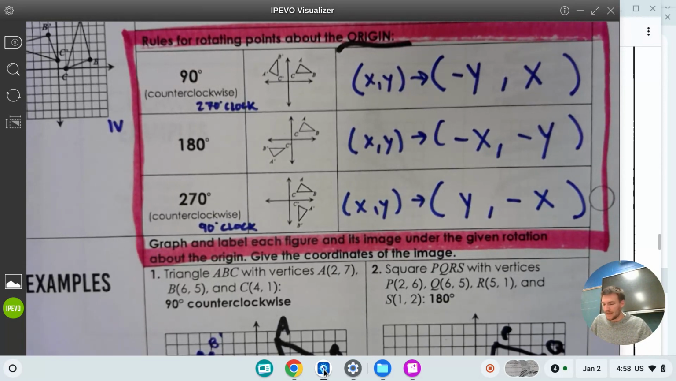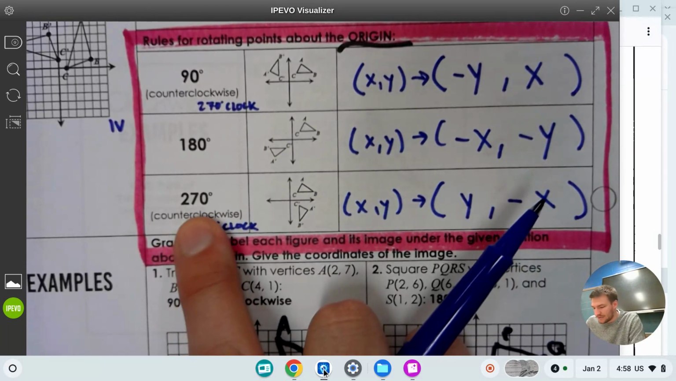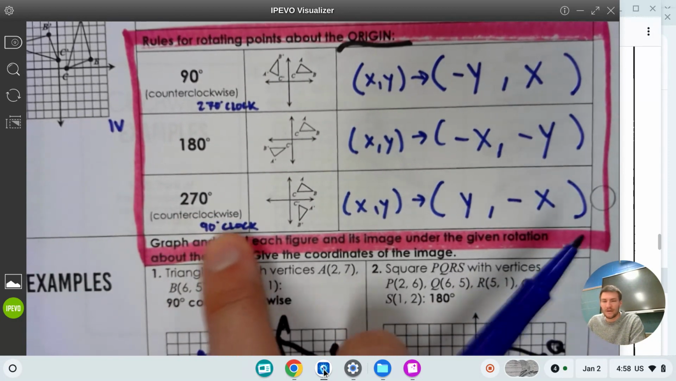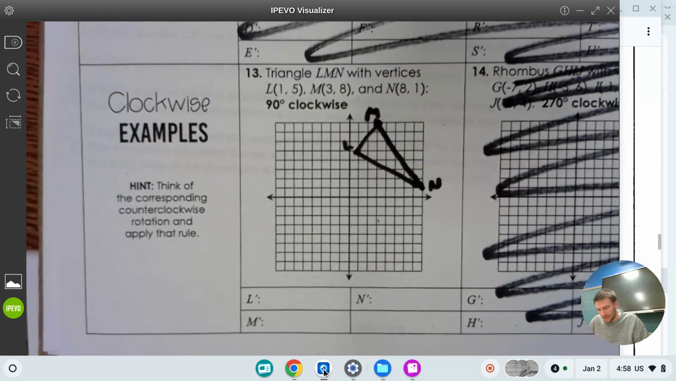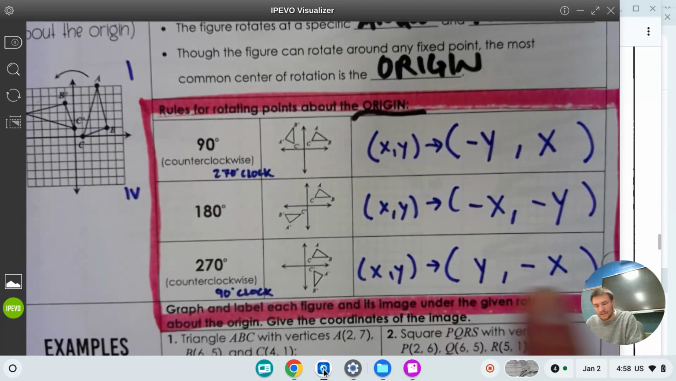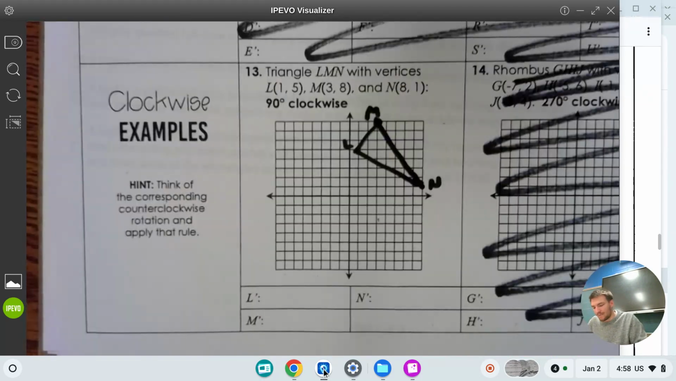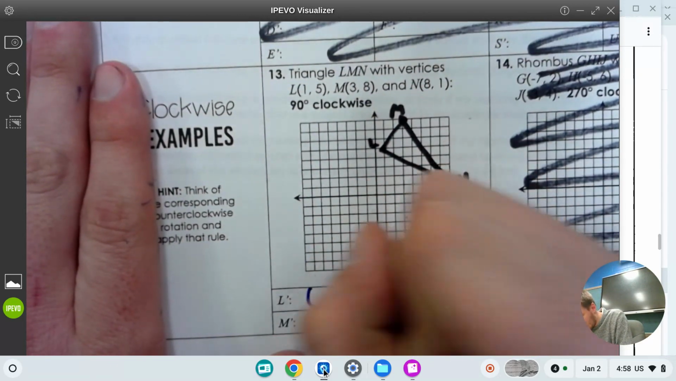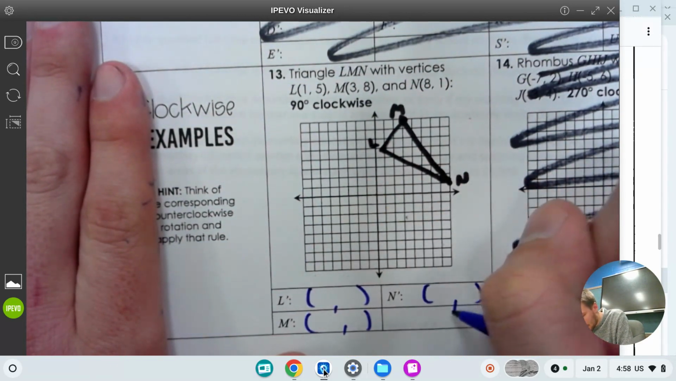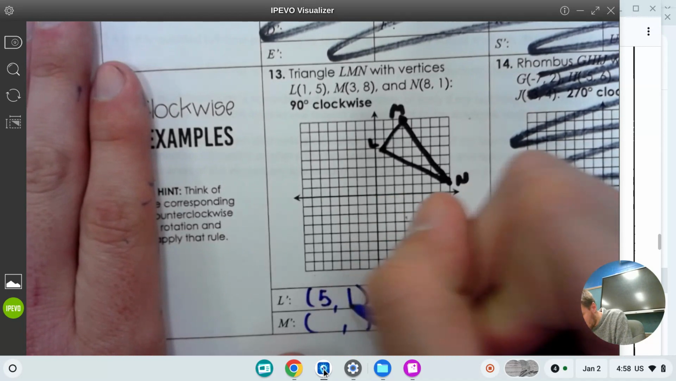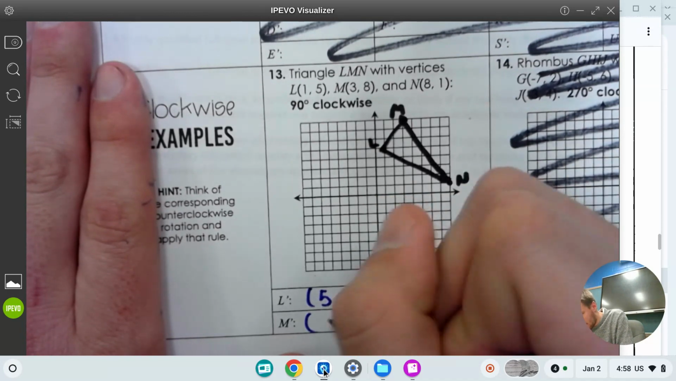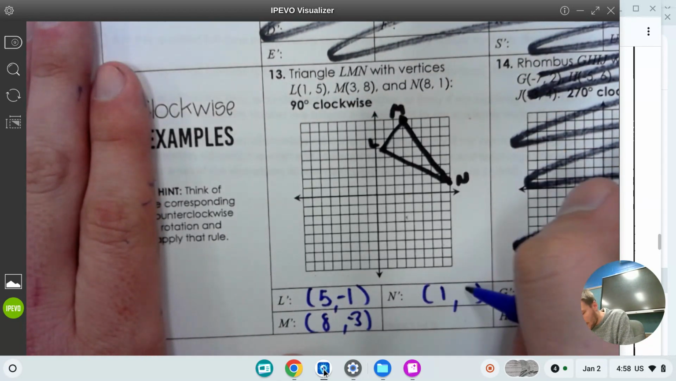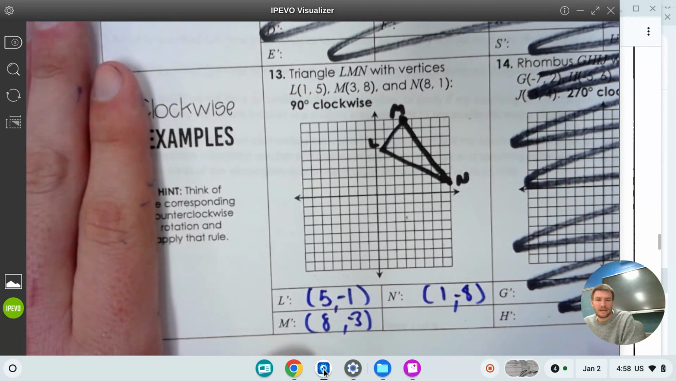No problem. So, we're working with 270 degrees normally counterclockwise, but that's going to be our 90 clockwise rule. So, we're going to switch them, make that second one negative. So I'm gonna go with L, M, N. Switch them, 5, 1, make that second one negative. Switch them, 8, 3, make that second one negative. Switch them, 1, 8, make that second one negative.